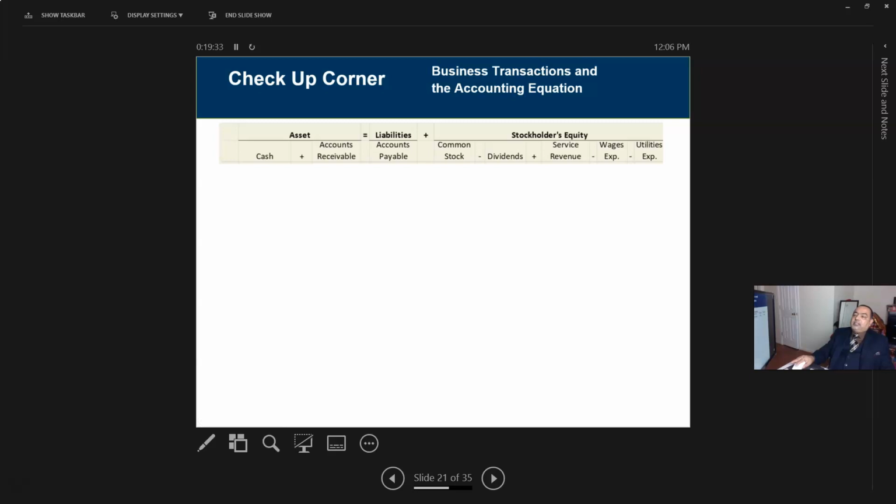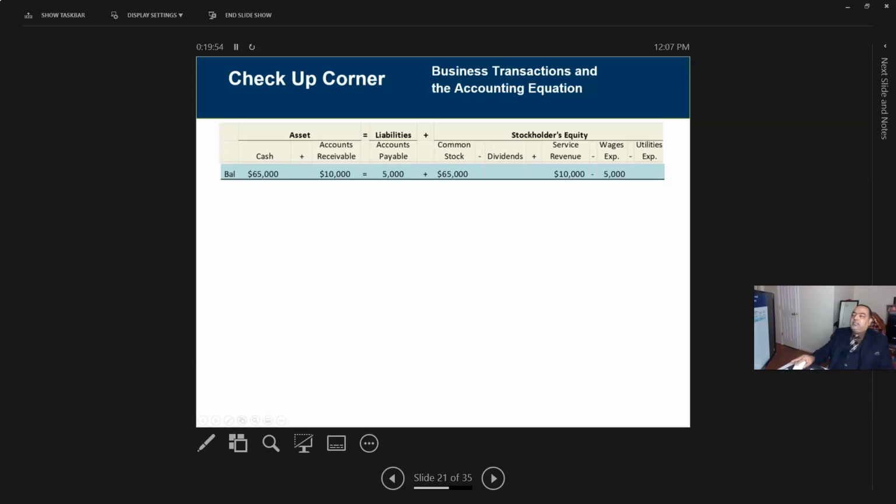The first transaction, what we'll do is we'll put the balances that were given to us. 65,000 in cash, 10,000 in accounts receivable, 5,000 in accounts payable. Common stock was 65,000, service revenue was 10,000, and wages was minus, of course, 5,000.